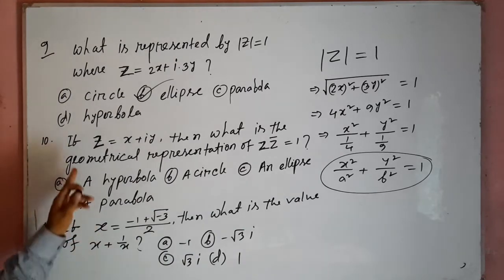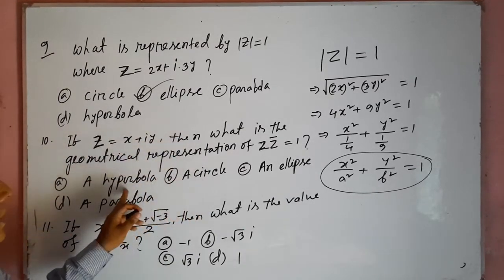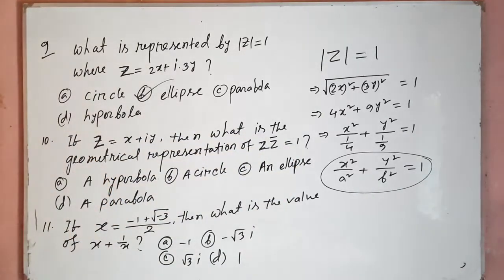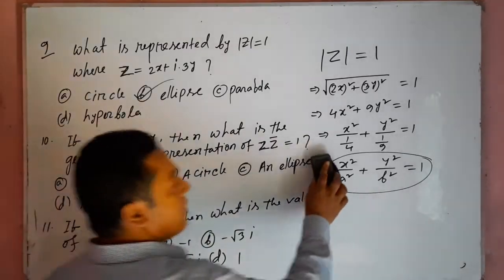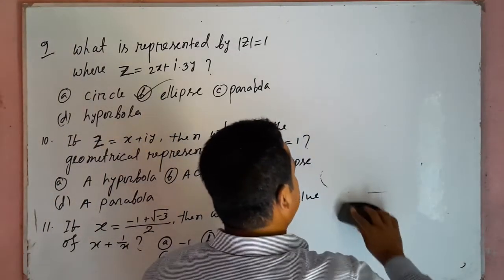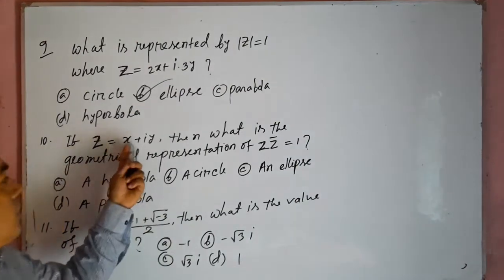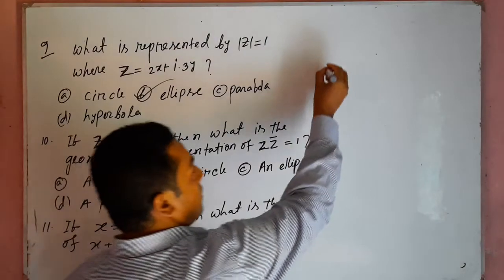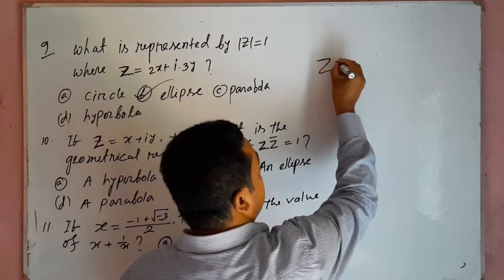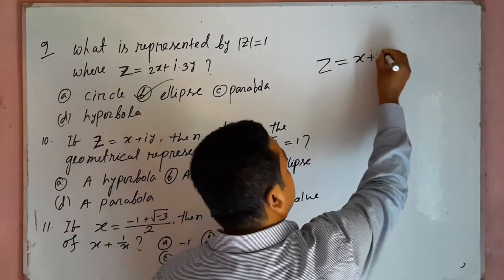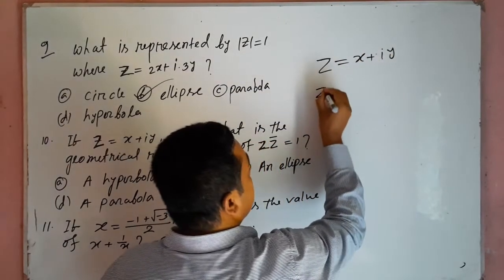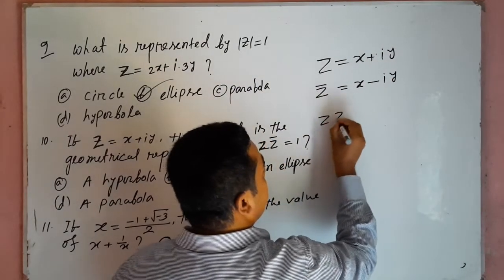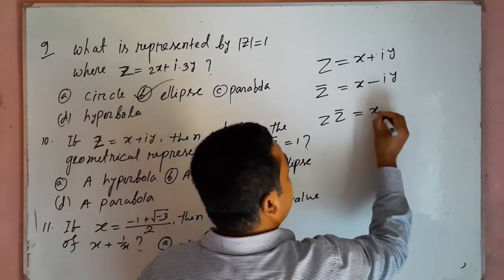Now in this, what type of curve does z and z bar equal to 1 represent? Now how can we find it? z times z bar is equal to 1. Z is equal to x plus iy. This is our complex number. And what will be the z bar? x minus iy.